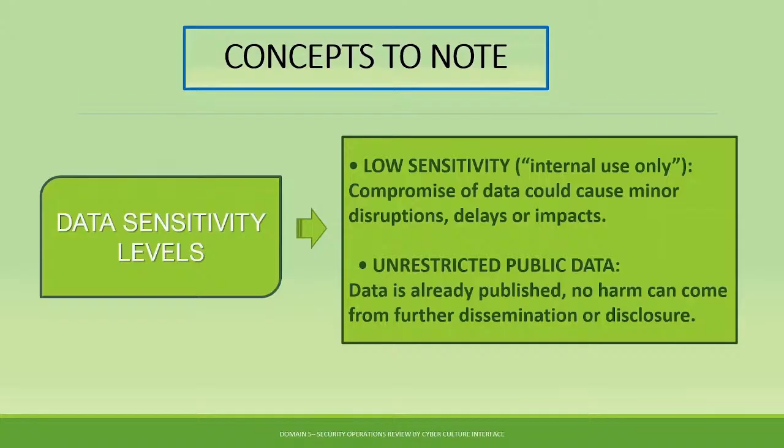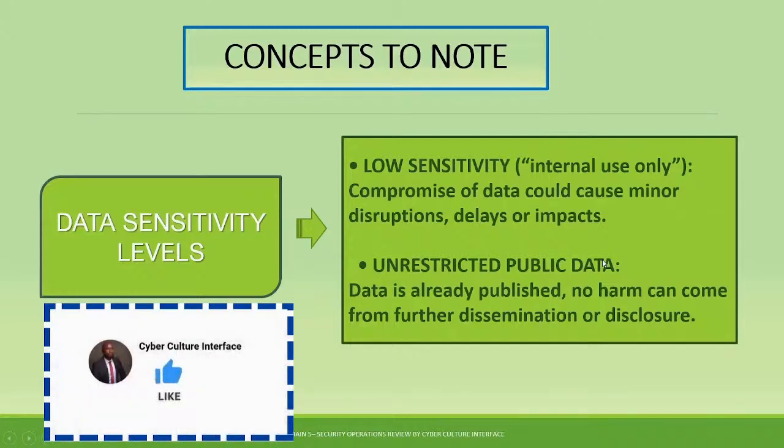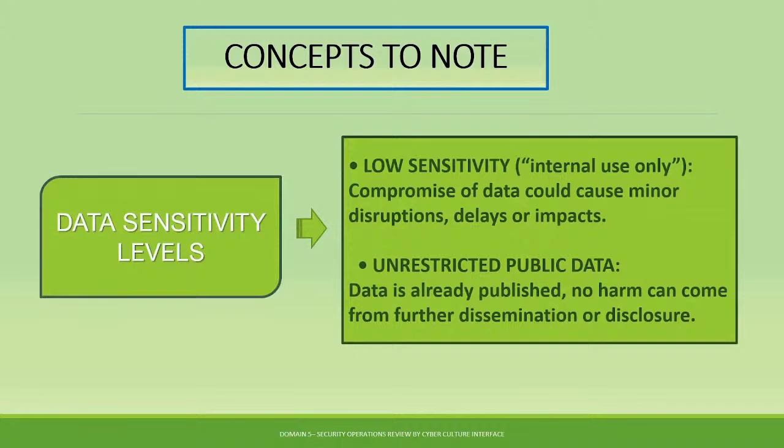So these are the four data sensitivity levels that are specified in domain 5 of the ISC2 Certified in Cybersecurity. Those are the highly sensitive, moderately sensitive, low sensitivity, and the unrestricted public data.